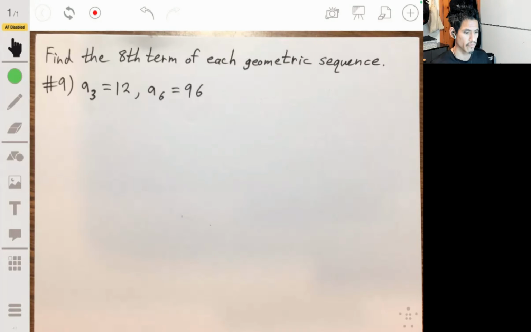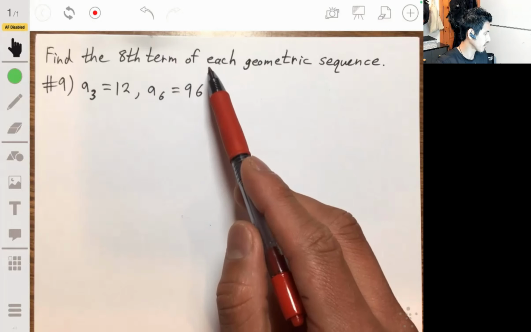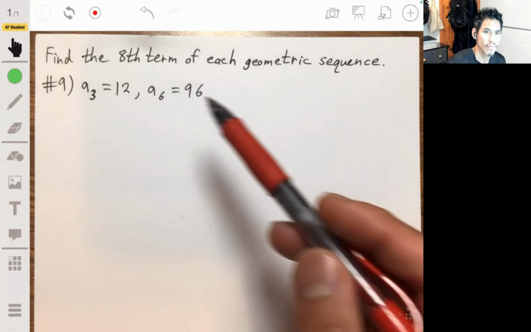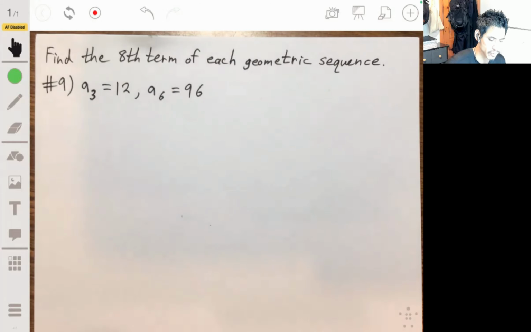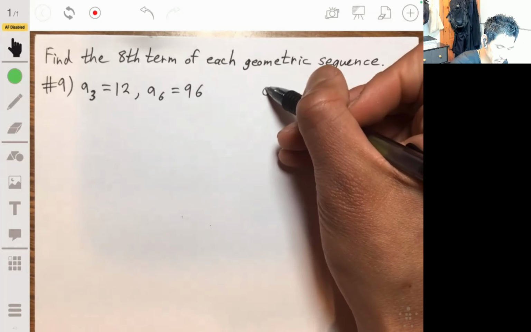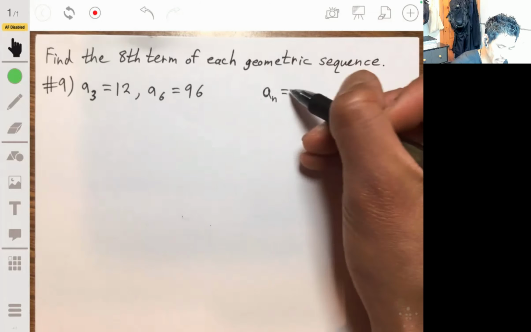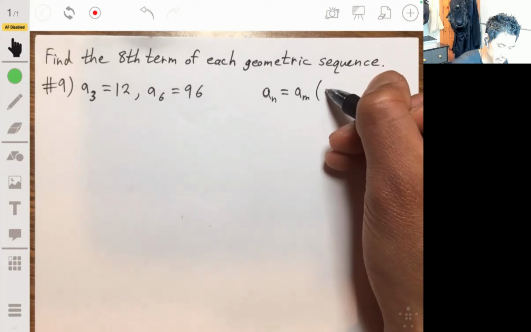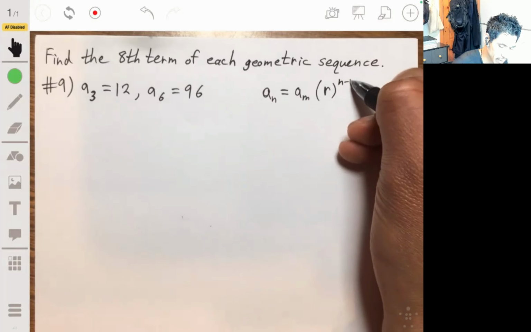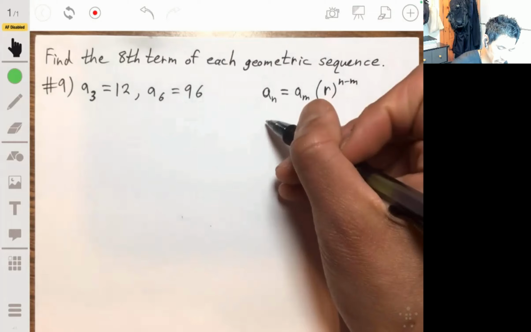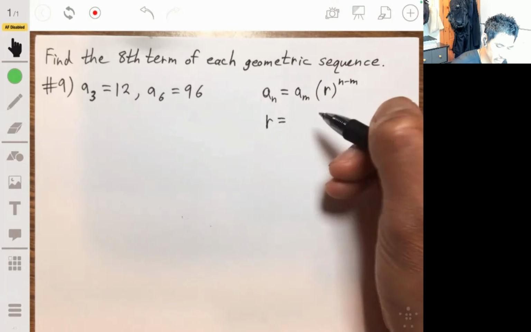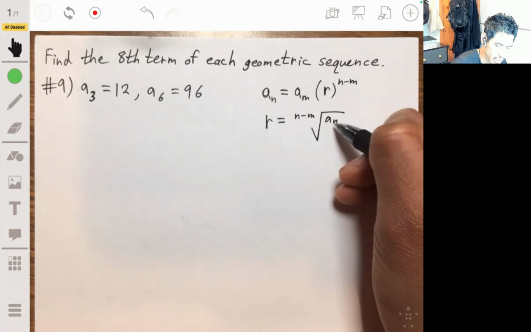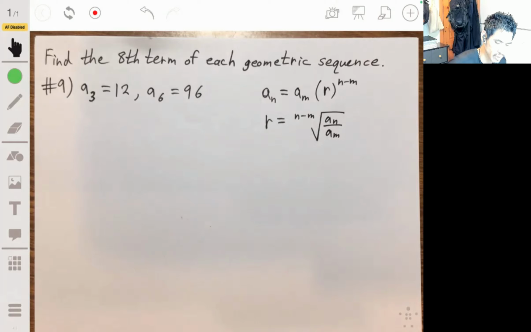All right, so here we're going to find the 8th term for each of these geometric sequences. For this, we're going to rely on two equations: the a_n term being equal to the a_m term times r to the n minus m power, and the common ratio r being equal to the n minus m-th root of the a_n over a_m term.